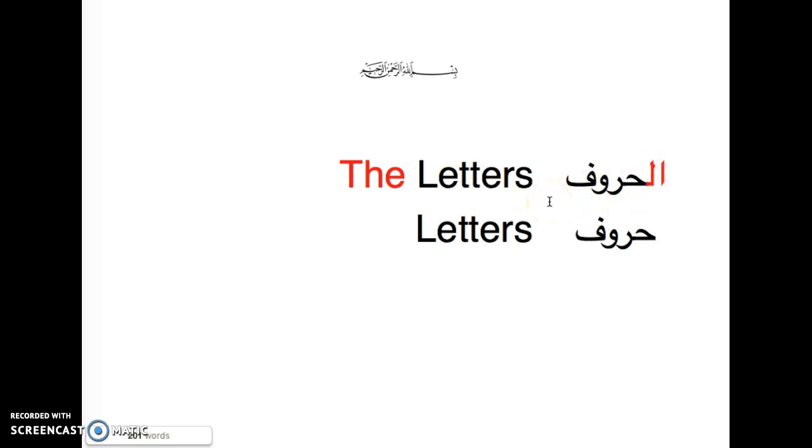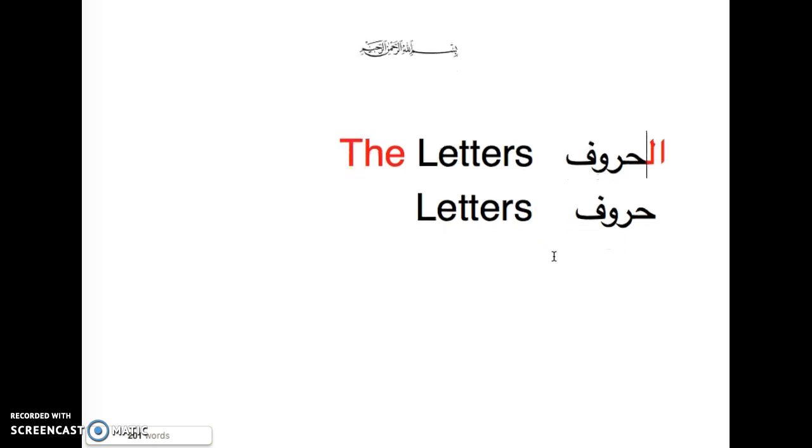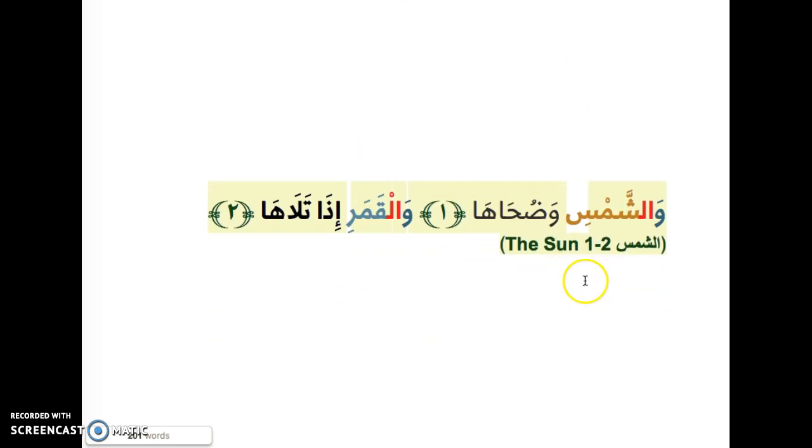Now this is the basic concept, that an al, or an alif lam, gets added before the word to make it known. But there is one important rule about the alif lam, which we will deal with through examples in this lesson. If you go to the chapter, or surat, the sun, nicknamed Ash-Shams, from the first to the second ayah, first verse and second verse, we'll read it.